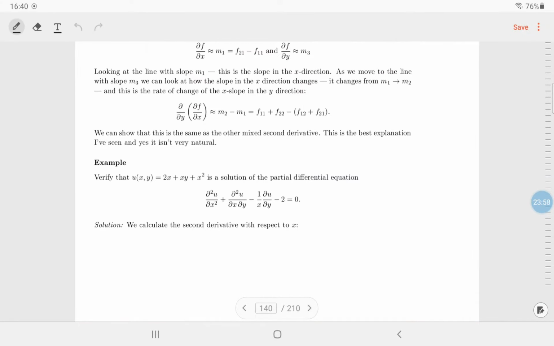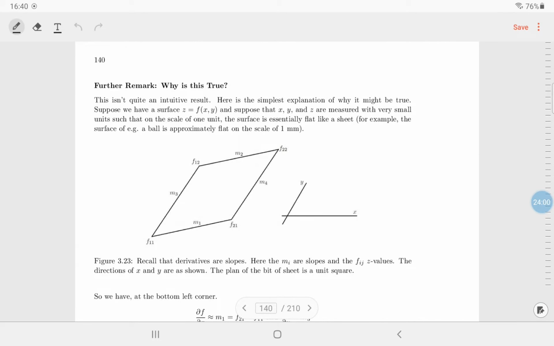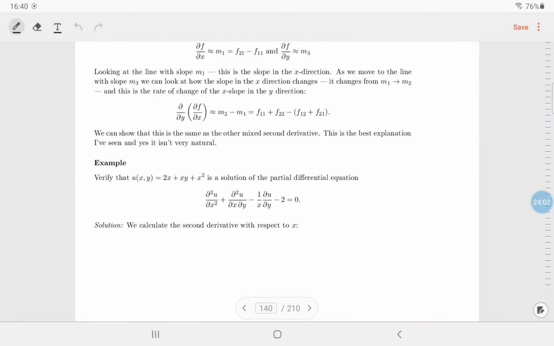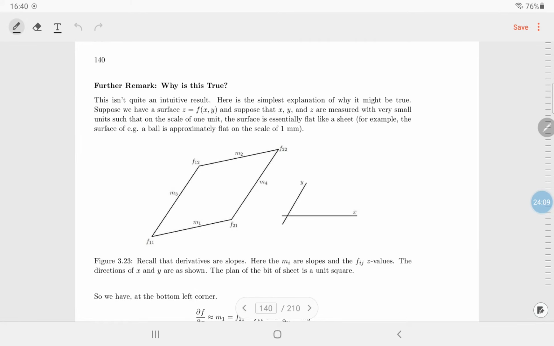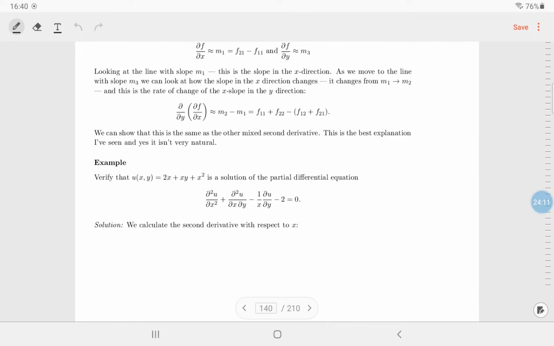Okay, so why is this true? There's a kind of an explanation of it there. So I think we're going to go at this question here, if there's space. Yeah, so I might need to write down the question for myself. So the function we're looking at is 2x plus xy plus x squared, and we want to show that it solves this partial differential equation. So same as before, calculate the left-hand side and see do you end up with 0.